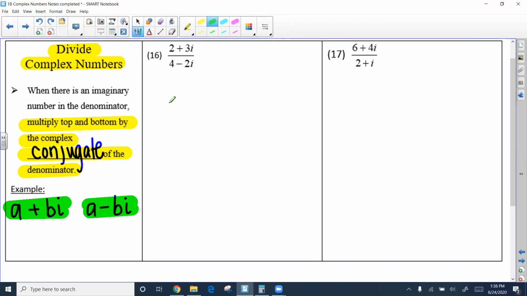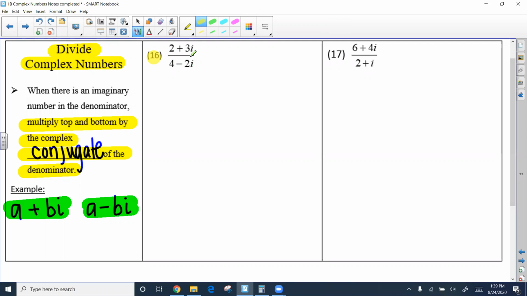Okay. So we're going to do two examples, and then we'll do a practice problem, and then we'll do one more type of example. So write down number 16. Here's the example. 2 plus 3i over 4 minus 2i. So write that one down in your notes. 2 plus 3i over 4 minus 2i.